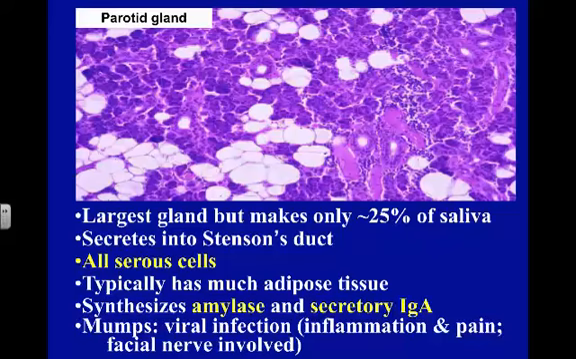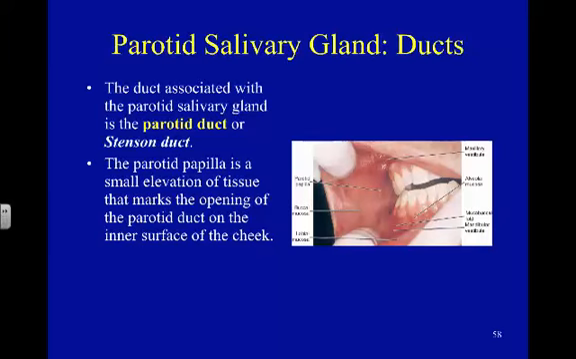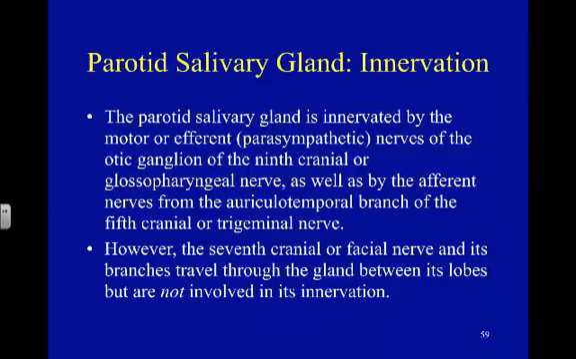We secrete amylase and secretory IgA, which I'm going to go over for you. And again, very painful. And that's the reason, because the facial nerve passes through the tissue. So we got to be very mindful of that particular gland. Now, what we want to take a look at is the ducts. So the primary duct is Stenson's duct, and you can see there's a small elevation right here. So you'll see that. That's really the opening of the parotid duct on the inner surface of the cheek. It's very, very clear upon examination.